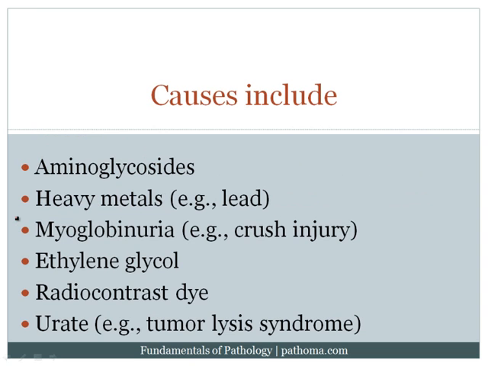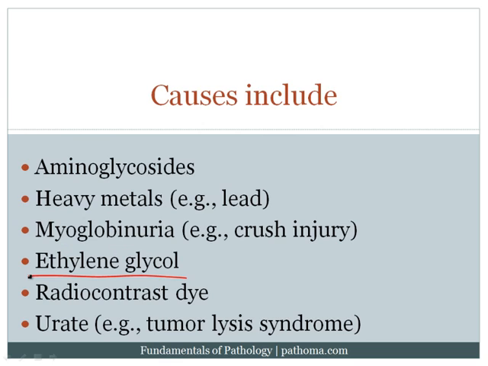Now, some of the important causes of nephrotoxic acute tubular necrosis include aminoglycosides, and you're well aware from your pharmacology studies that aminoglycosides can cause renal damage. Heavy metals can do it. For example, lead poisoning can cause an acute tubular necrosis. Myoglobinuria can do it. Patients who have crush injury release myoglobin into the blood, and that can damage the kidney, causing an acute tubular necrosis. Ethylene glycol is a classic example.